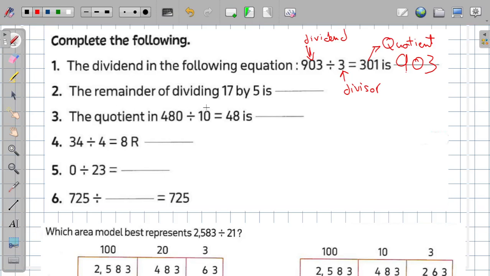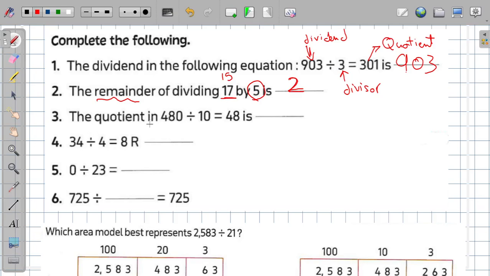Next, I have the remainder of dividing 17 by 5. 17 is not in the timetable of 5, so I will search for a number less than 17. I have 5, 10, 15, so I will take 15. 15 divided by 5 is 3, but I want the remainder. So 17 minus 15 is 2. The remainder here is 2.